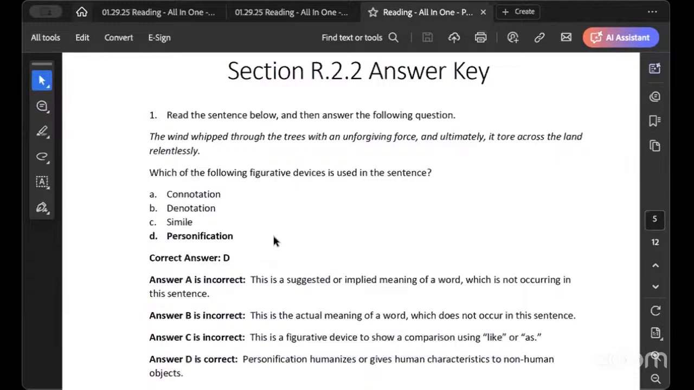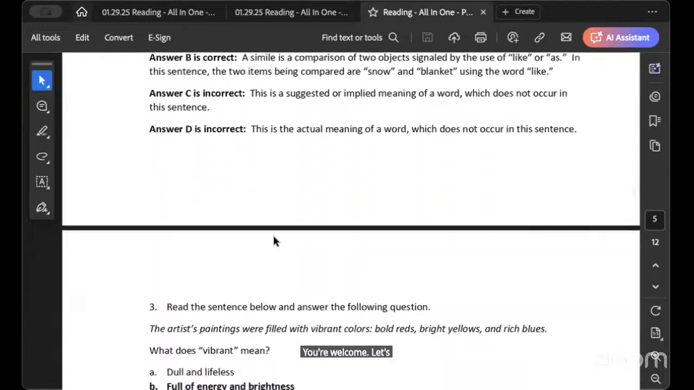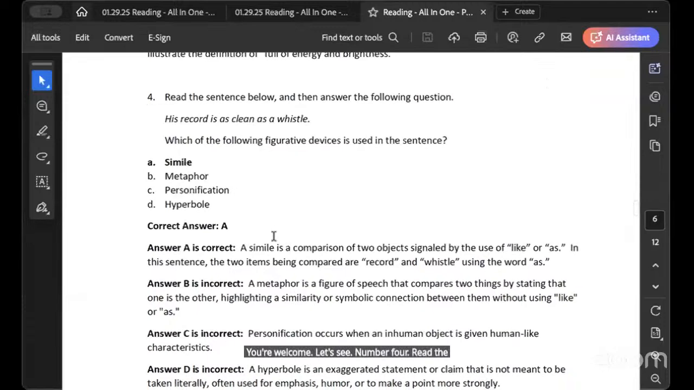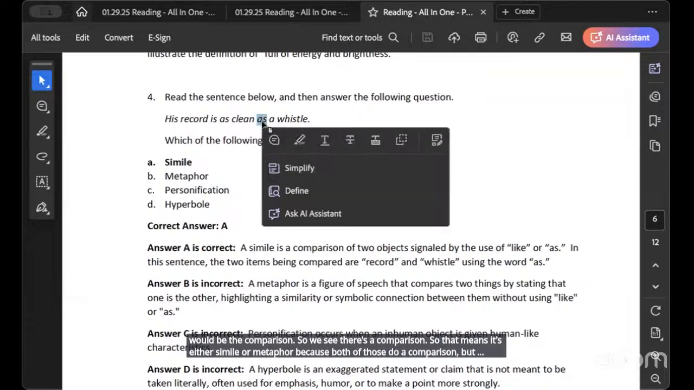You're welcome. Let's see, number 4. Read the sentence below. His record is as clean as a whistle. So that one would be a simile because we're comparing the record to being clean like a whistle, and we use the word as. So that would be the comparison. So that means it's either simile or metaphor because both of those do a comparison. But similes are the ones that use the word like or as.